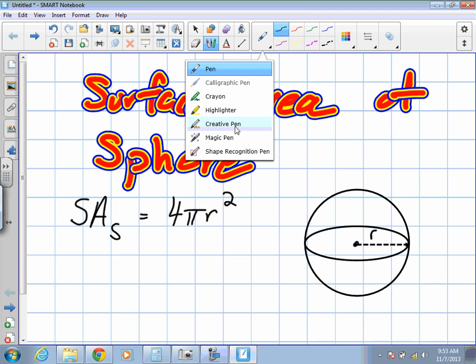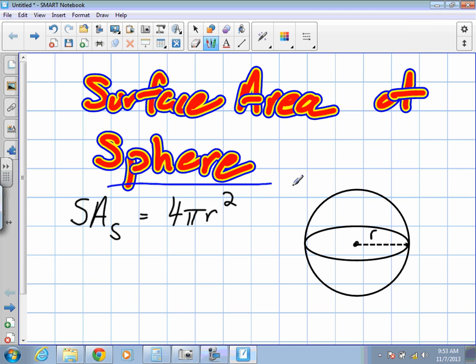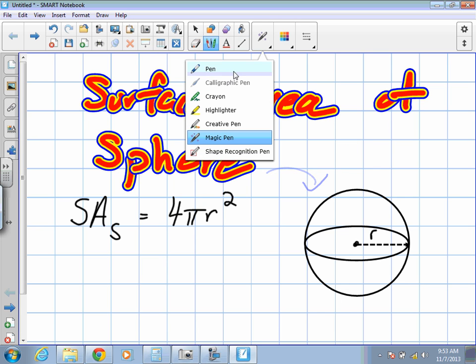Let's go over the surface area of a sphere. The sphere is a circular or round three-dimensional object. So I've kind of drawn it this way. Another way you may represent a sphere.